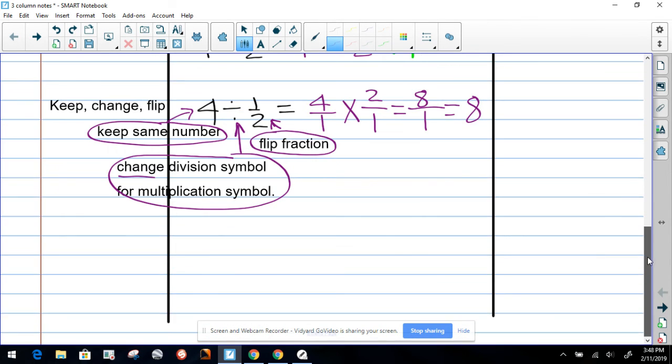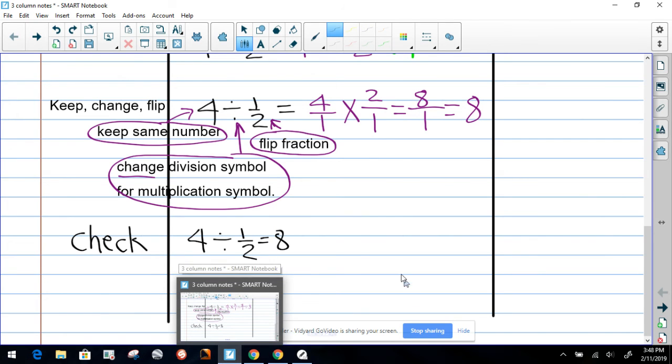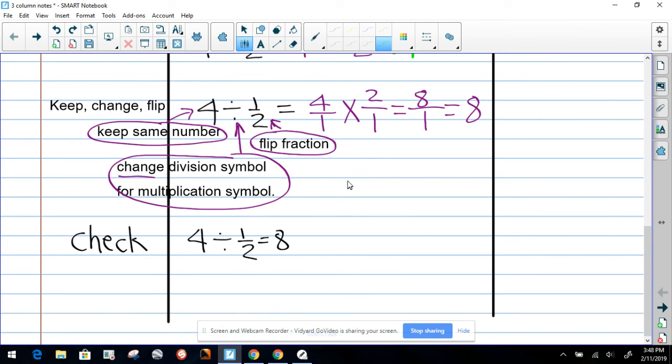That's it, my friends. Now the last thing we're going to do is check. So let's write check. So now we know that 4 divided by 1/2 equals 8 halves. Now to check, we're going to write the numbers starting from the right to the left. I'm just saying that we're going to write it in this manner.